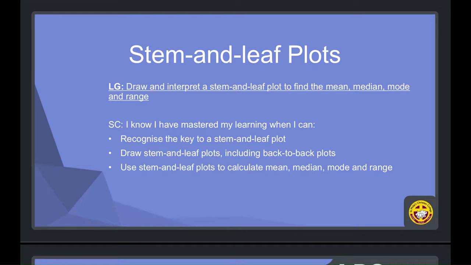Key points though. We're going to need to recognize this thing called a key in a stem and leaf plot. Unlike the dot plots that we looked at last time, these are not necessarily as intuitive in how they work. We need to know a little bit about how they work to understand them. But same as last time, we're going to draw them and we're going to use them. Let's dive in.